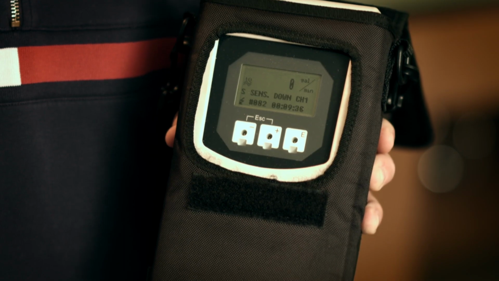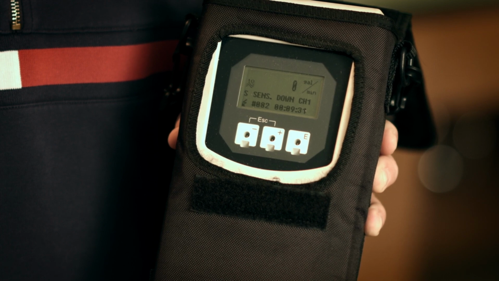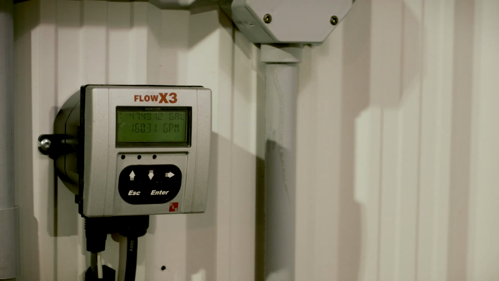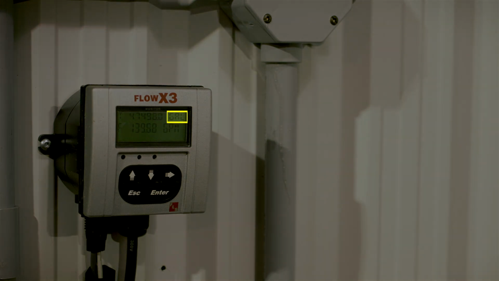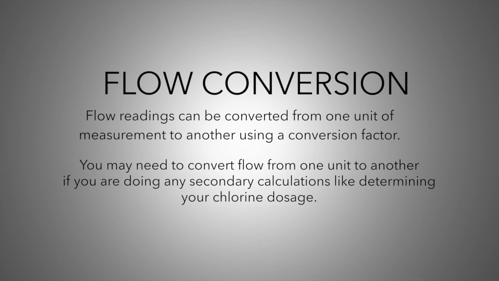When recording flow rates on any flow meter, it is important to know the unit of measurement for the flow meter. Some meters measure flow in imperial gallons per minute, US gallons per minute, liters per minute, or cubic meters per minute. This is usually indicated on the meter or specified in the operations manual supplied with the meter. If the unit of measurement isn't indicated, contact the supplier of the meter.